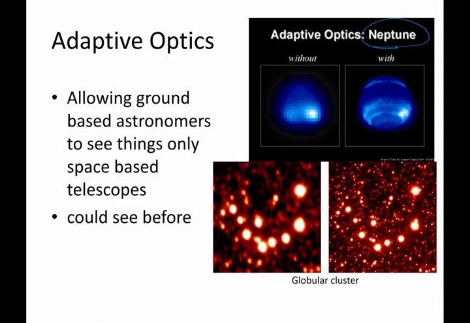Here's a couple pictures of Neptune. Without it, Neptune was just a blue blob. With adaptive optics, you can actually see the storms and you can see the rotating bands of the planet Neptune. This is a globular cluster. A globular cluster is one type of cluster of stars, and with it, it's much clearer, and without, it's very blurry. So this is a big deal in the history of astronomy.